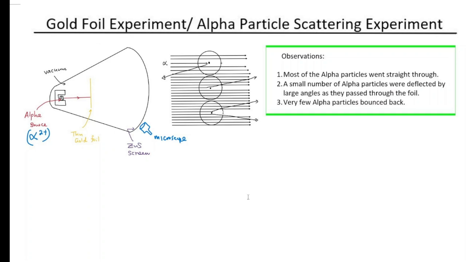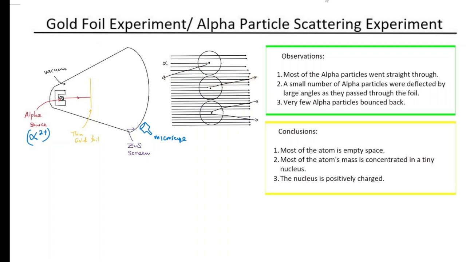So here are the three observations. Most alpha particles went straight through. The vast majority didn't change direction, they just went straight through. A small number of alpha particles were deflected by large angles as they passed through the foil. These are the ones that went close to a nucleus and were deflected. And very few alpha particles bounced back. That is, if one went straight at a nucleus, it would repel and bounce back.